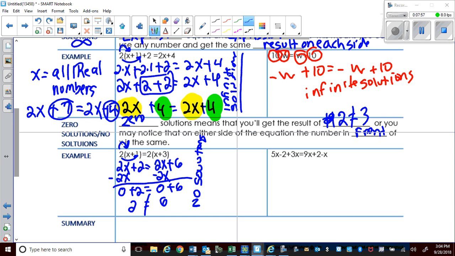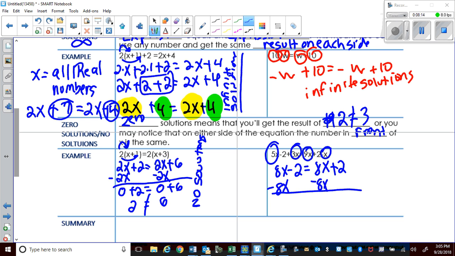Next one, combine the like terms. 5x's plus 3x's is 8x. Minus 2 equals 9x's plus minus 1x is 8x, plus 2. Okay. Now subtract 8x's on both sides. And I get 0 minus 2 equals 0 plus 2. And this goes away. This goes away. 0 minus 2 is negative 2 equals positive 2. This is not true. So there are no solutions.